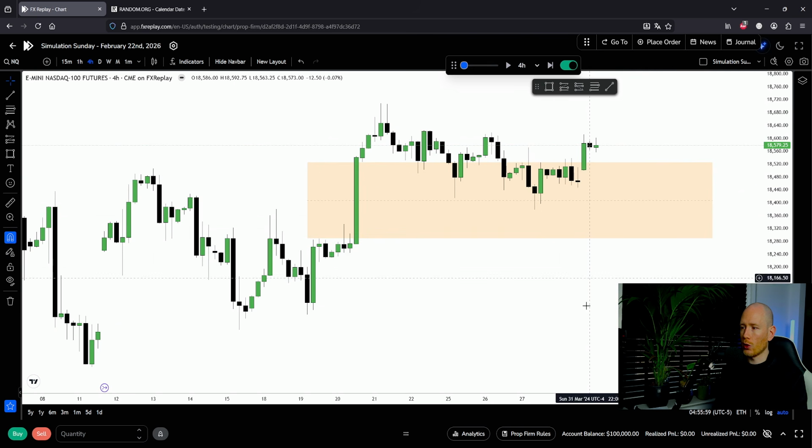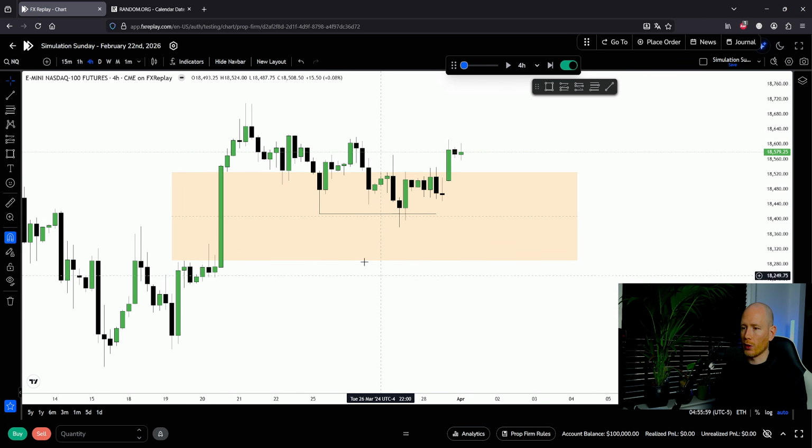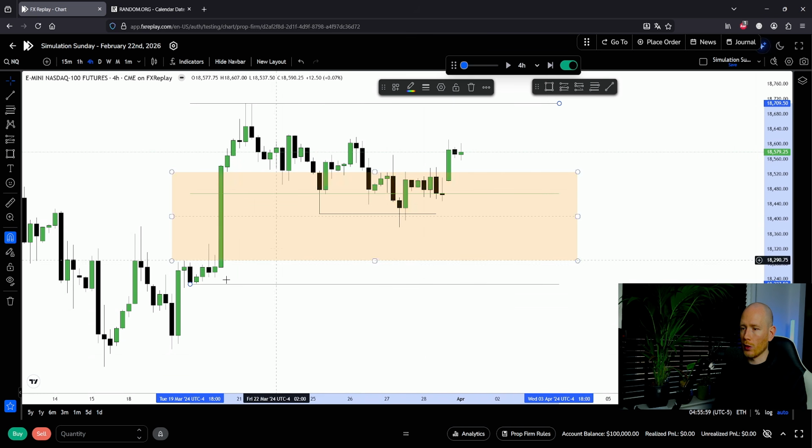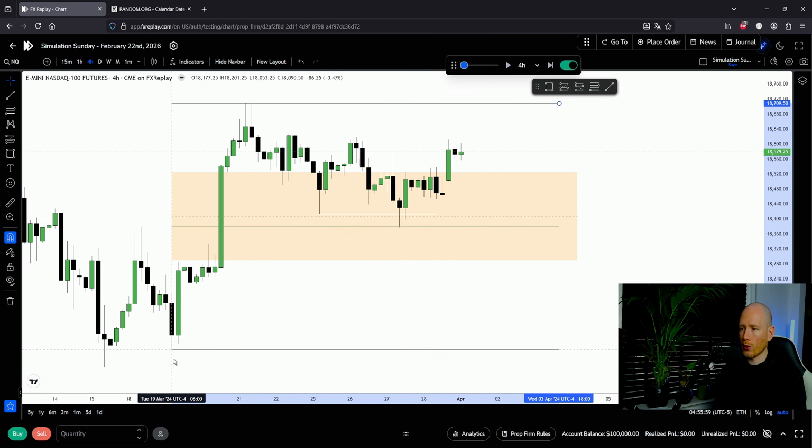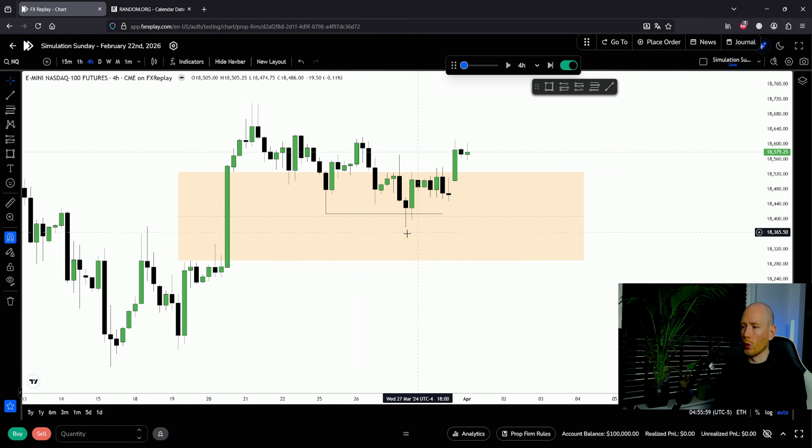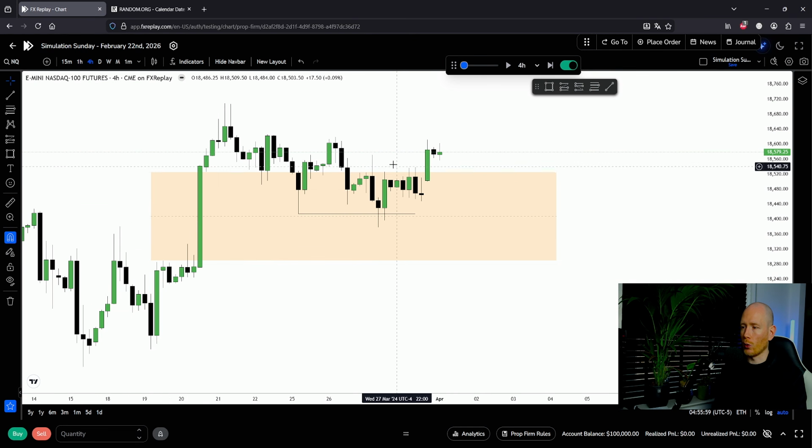Let's look at the 4H. So we ran these lows here. I think we're back in discount as well by the looks of it. Take this range, and even if I take the lower range, we're probably in discount. Yeah, so we tap discount here. I'm gonna assume we're bullish here. This doesn't look like it wants to go lower.